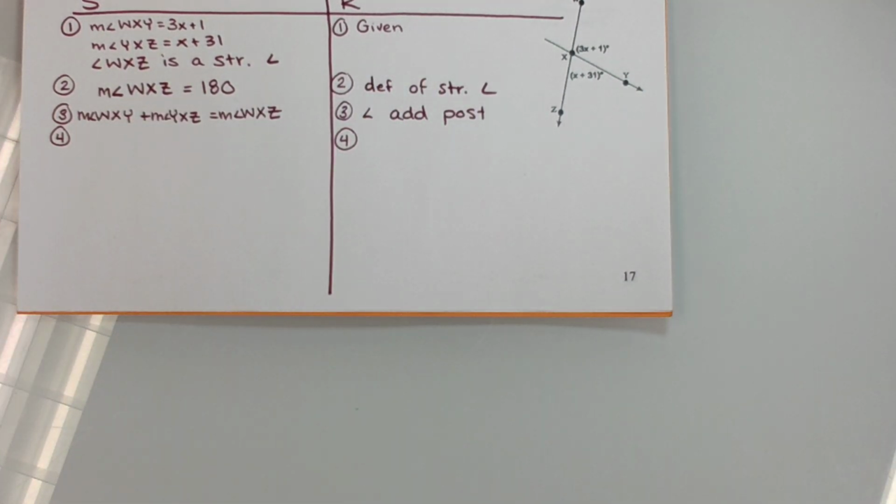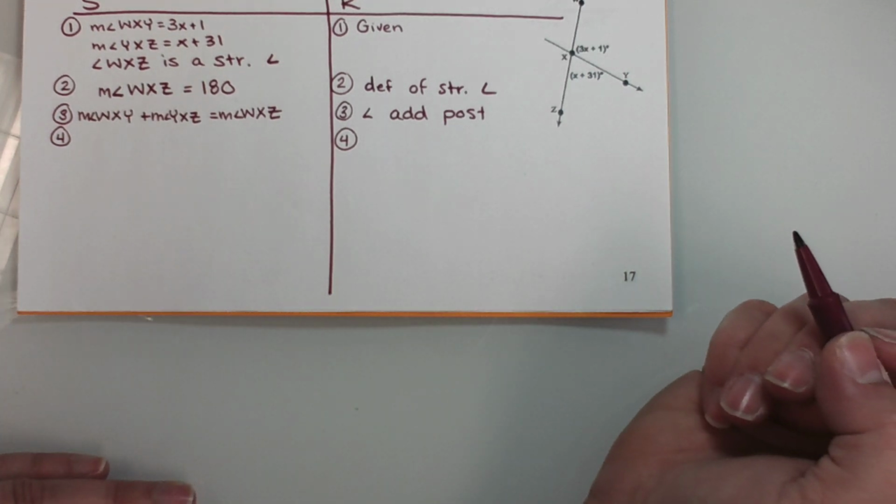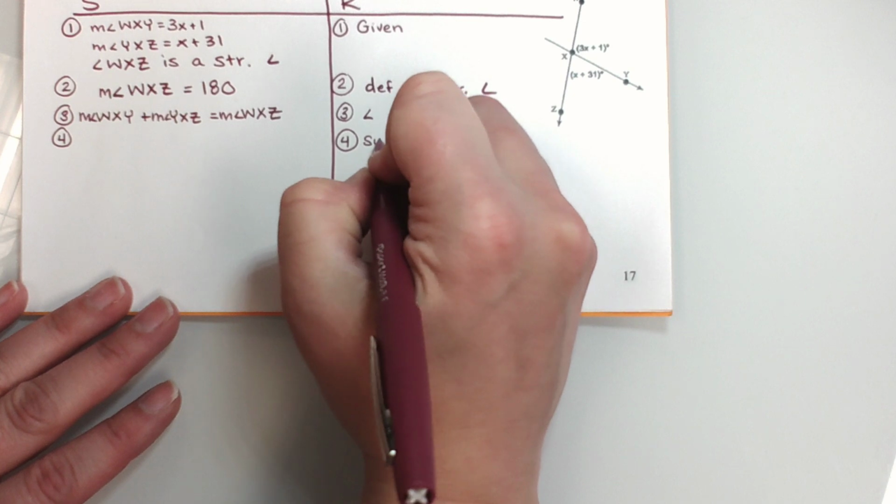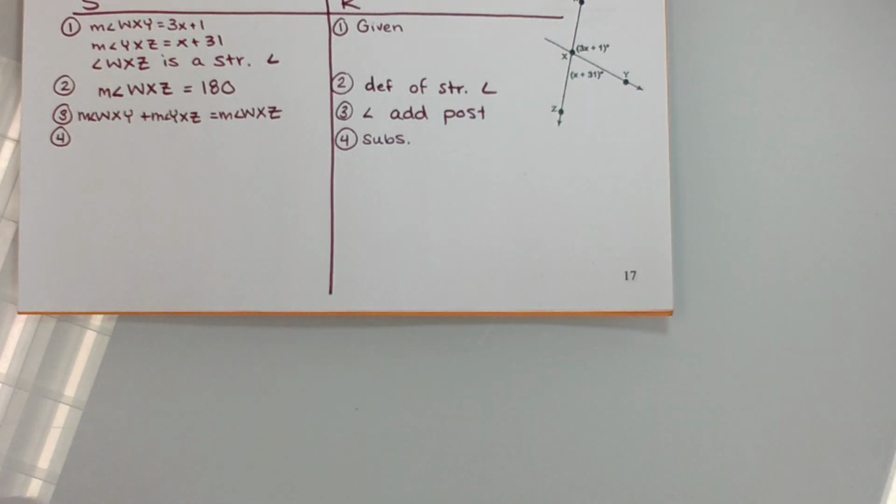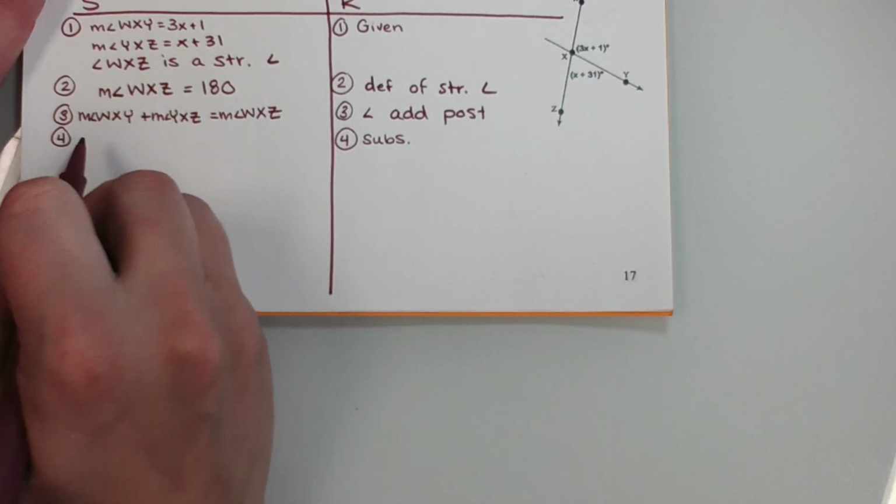Kylie, what would you tell me to do next? Substitution. You got it. S-U-B-S. Aiden, what would that substitution look like?